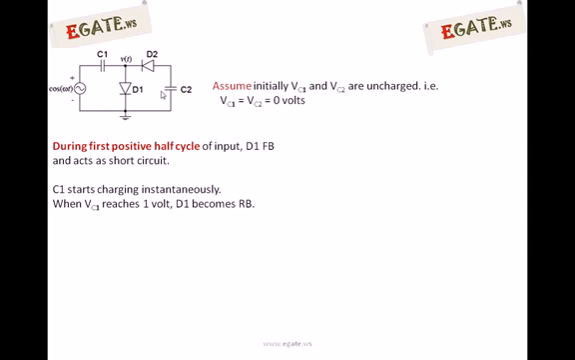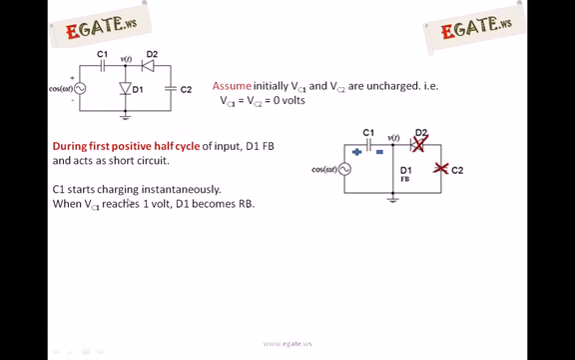Before that, assume the capacitors are uncharged initially. Whenever diode 1 is forward bias, since it is ideal, it acts as a short circuit. The equivalent circuit is like this. By that time, the effect of D2 and C2 is overridden by diode 1. Since diode 1 is acting as a short circuit, the current supplied by cos omega t goes entirely into diode 1, and capacitor 1 starts charging.